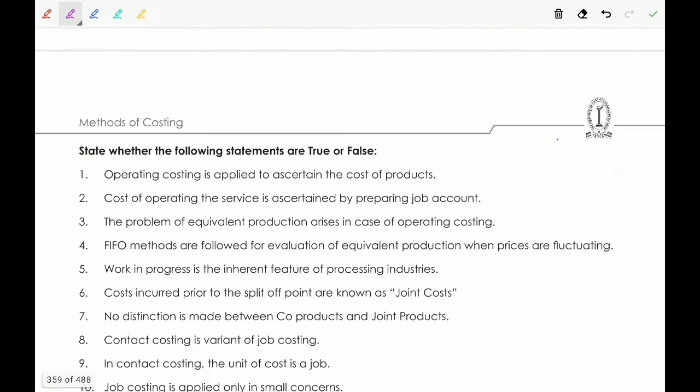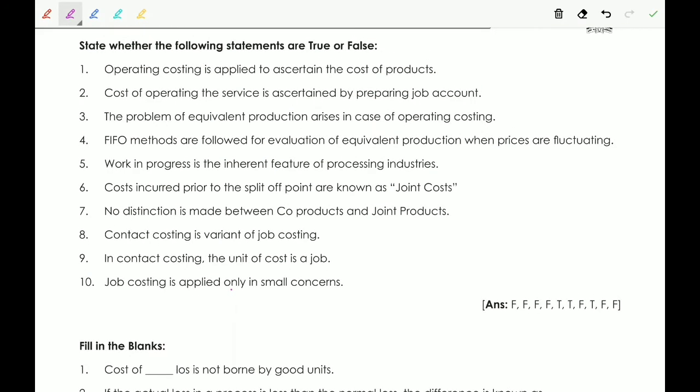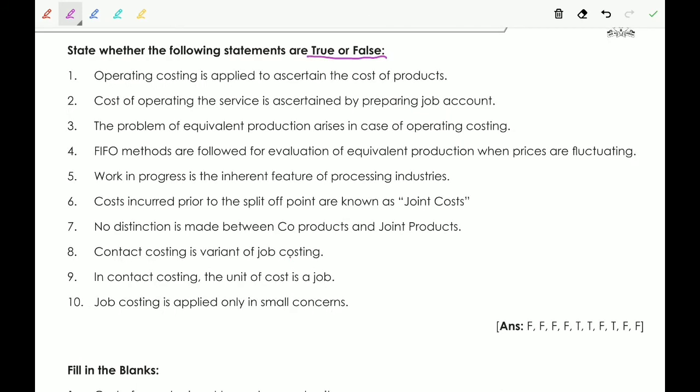Next. So the next section is true or false. The first one is operating costing is applied to ascertain the cost of products. So here operating costing, so it's a cost of products. So it's a false statement. Next, second one, cost of operating the service is ascertained by preparing a job account. It is also a false statement. So we prepare a cost sheet. It's not a job account.